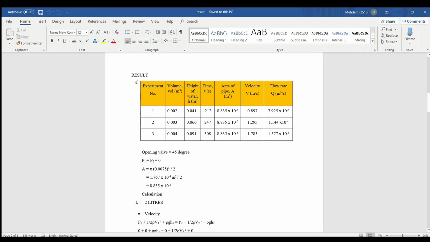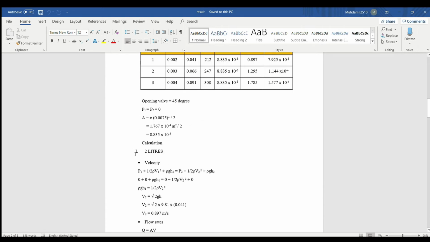Result and calculation for Bernoulli experiment. We start the experiment with opening the valve at 45 degrees, and we're using the formula to find area, pi r square divided by 2, and we get 8.835 times 10 power of negative 5.